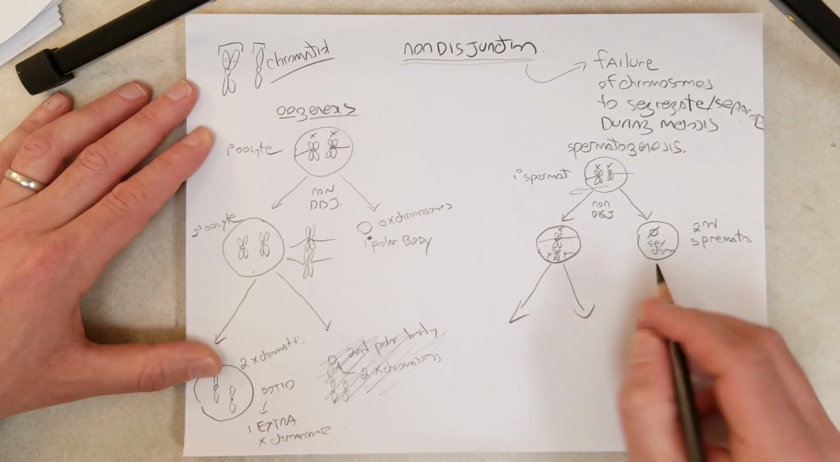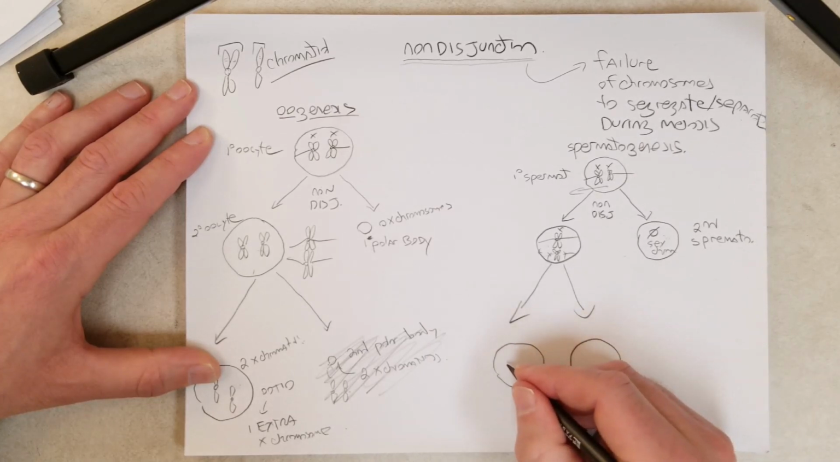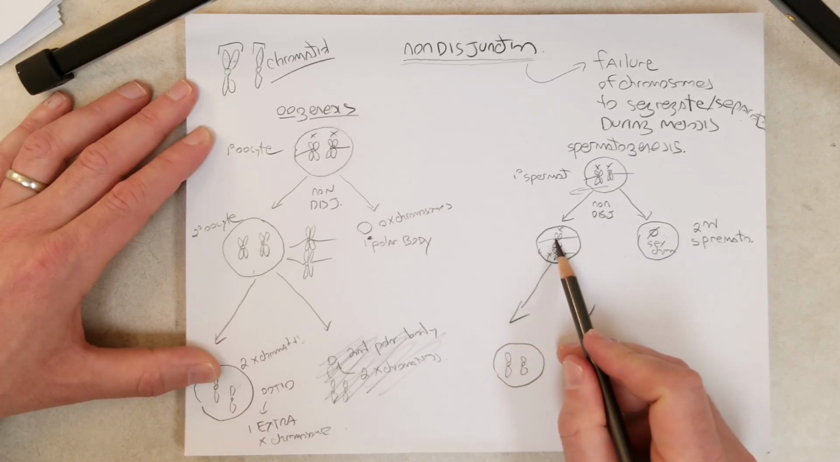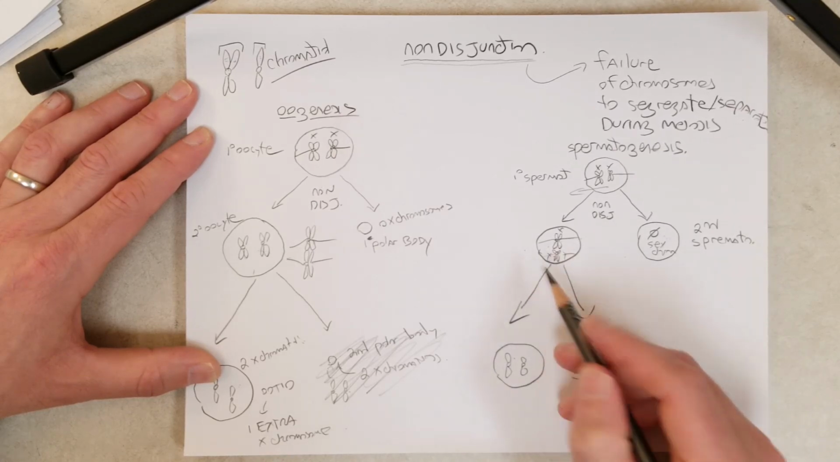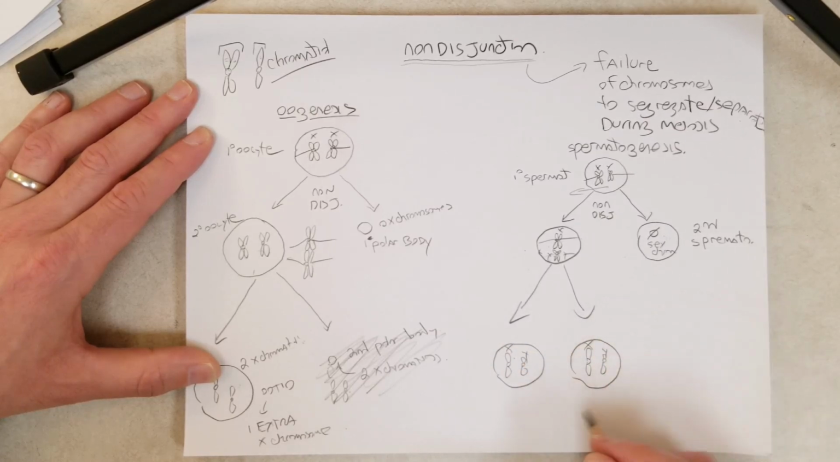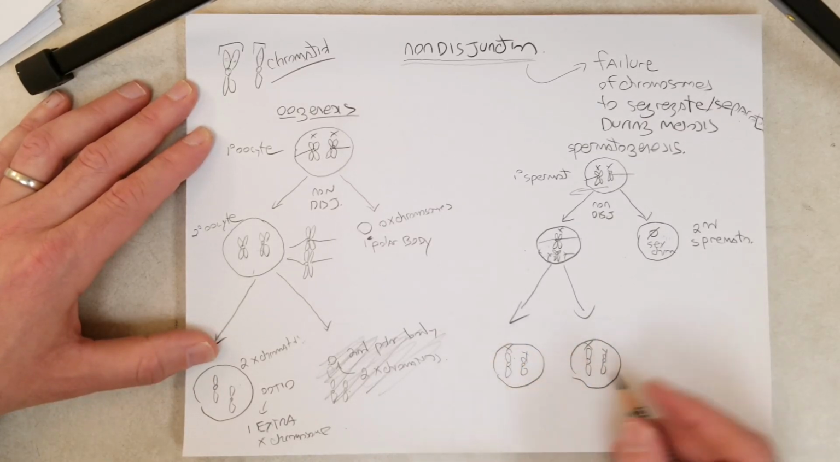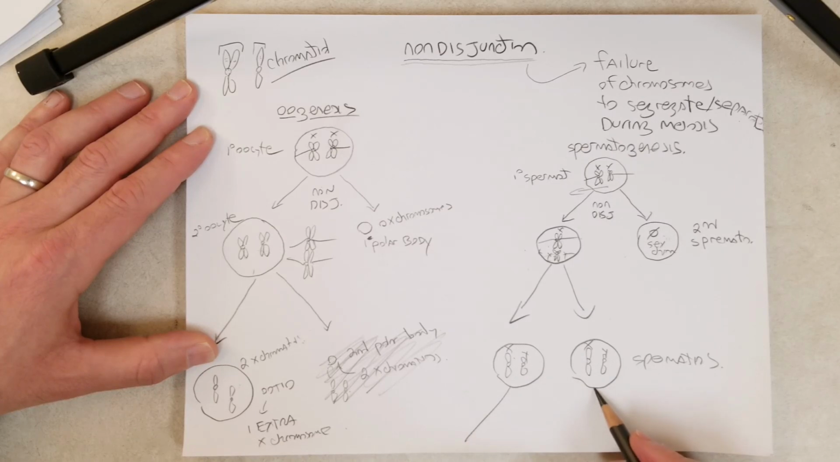Now through meiosis 2, let's say disjunction occurs normally. So we have spermatids, each with 1 X chromosome and 1 Y chromosome. If these are the chromatids up here, they separate normally. 1 X goes this way, the other X goes this way. Then 1 Y goes this way, and another Y goes this way. So we end up with, let's say, these spermatids, and they're going to mature into spermatozoa. Each has an X chromosome and a Y chromosome.